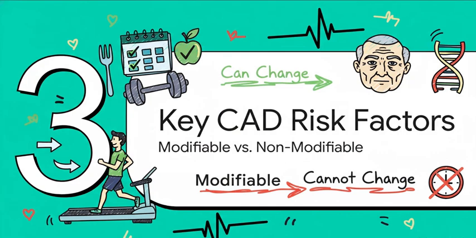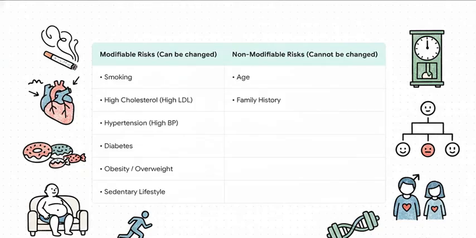Okay, now that we know how it happens, let's talk about why it happens. What puts someone at a higher risk for developing CAD? For the NCLEX, you absolutely have to know the difference between the risks a patient can change and the ones they're stuck with. Let's start with the modifiable risks. These are the ones you can change, and they are so important for patient teaching questions. We're talking about things like smoking, having high cholesterol, specifically that high LDL, high blood pressure, diabetes, being overweight, not getting enough exercise, and eating a poor diet. These are all things we can help our patients work on.